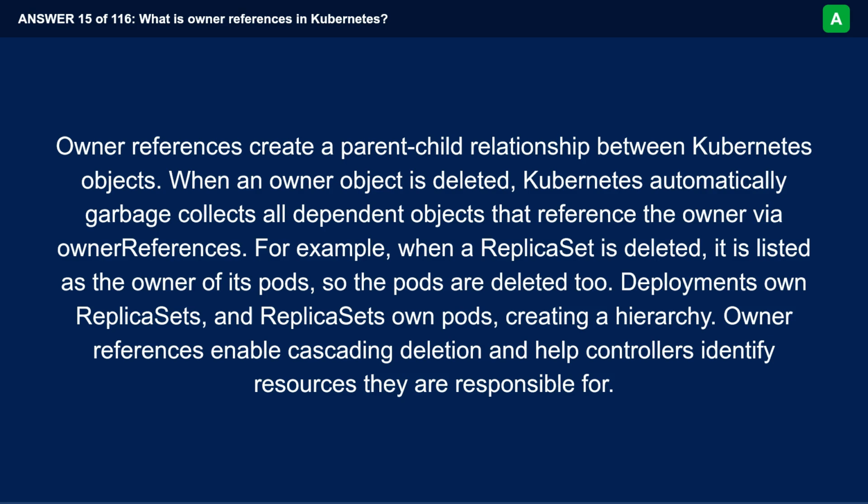For example, when a replica set is deleted, it is listed as the owner of its pods, so the pods are deleted too. Deployments own replica sets, and replica sets own pods, creating a hierarchy. Owner references enable cascading deletion and help controllers identify resources they are responsible for.